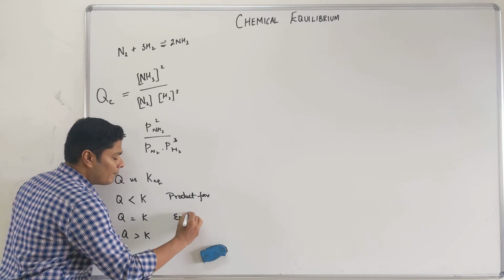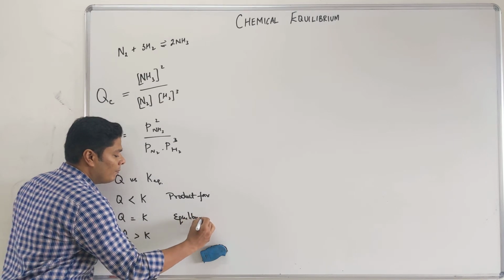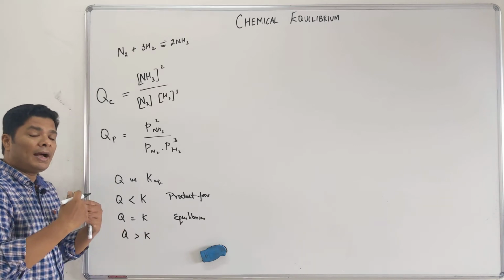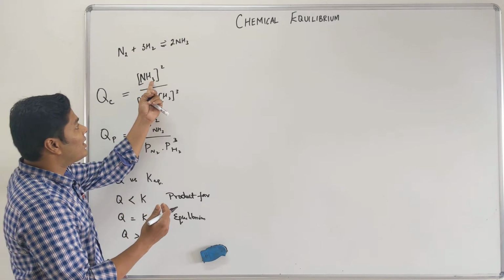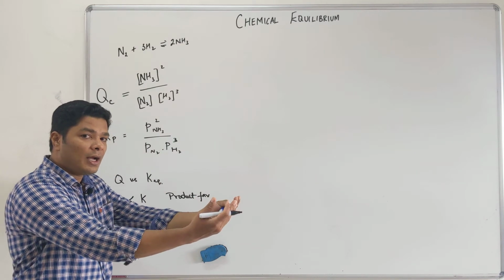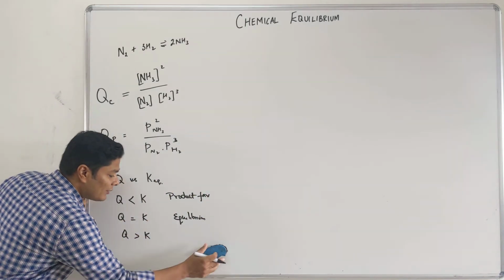Q equals K is equilibrium. Neither product favored, neither reactant favored. Q greater than K means Q is higher than K, this number is big. So it has gone to the product side too much. I want it to come back. So it is reactant favored.